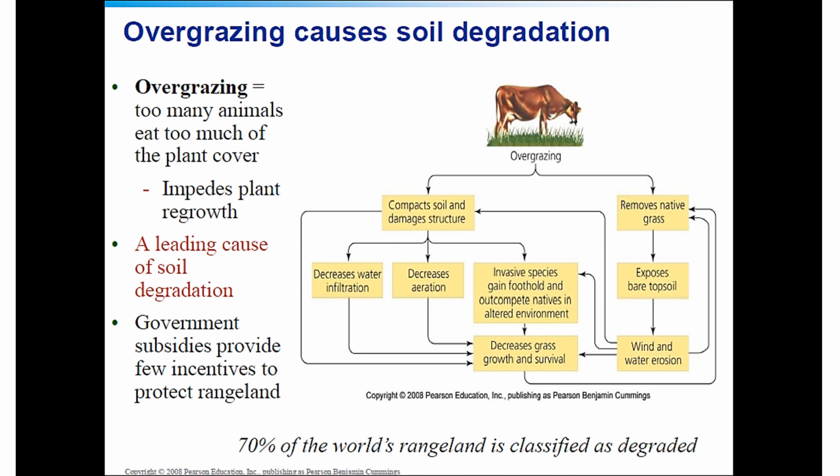So government subsidies provide few incentives to protect rangeland. So wala kaayoy laws that regulate grazing in our farmlands. So 70% of the world's rangeland is classified as degraded.